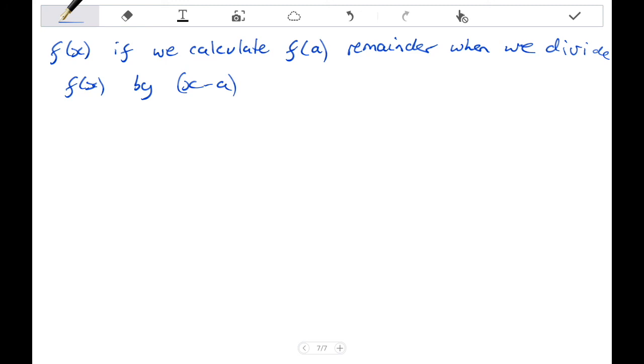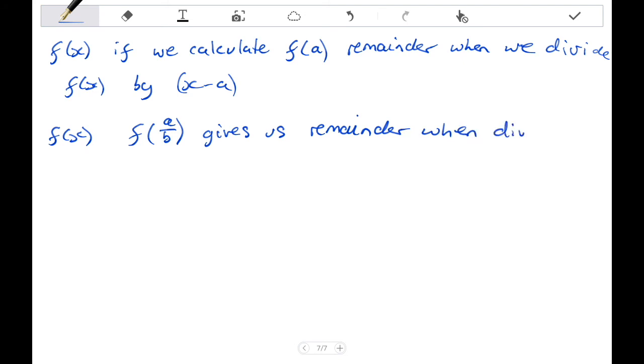Or in a slightly more general way, f of a over b gives us the remainder when dividing f of x by bx minus a. Okay, so what does that look like?